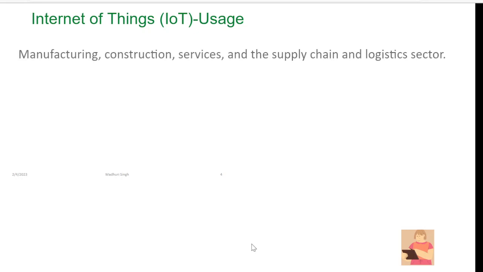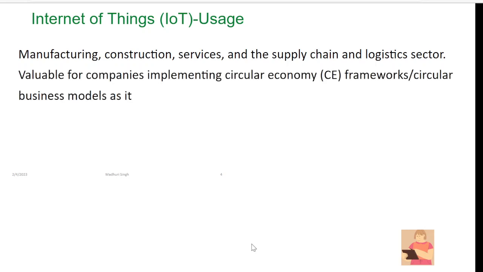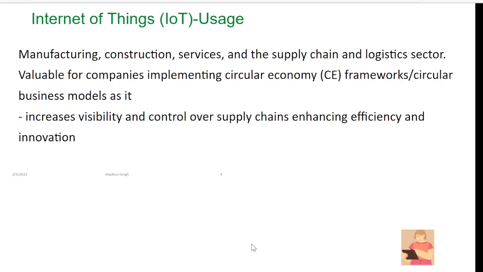So it has the potential for the manufacturing, construction, services, and the supply chain and logistic sector. The Internet of Things is also valuable for companies implementing the circular economy framework, or CE framework, or which have circular business models. Now how can the Internet of Things be valuable for these companies? Because Internet of Things increases the visibility and control over supply chains, enhancing efficiency and innovation. How does it increase visibility and control over supply chains? Again the answer is the real-time collection of the data and the analysis of that data.